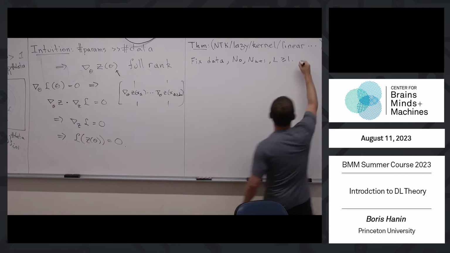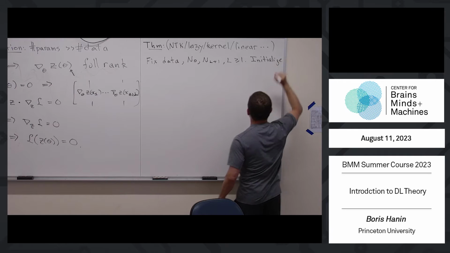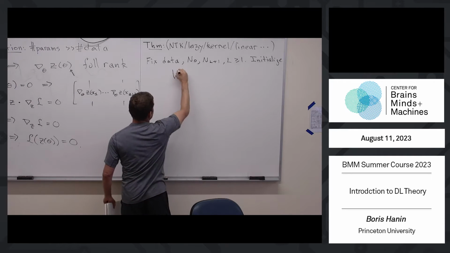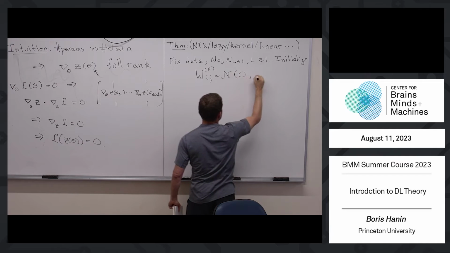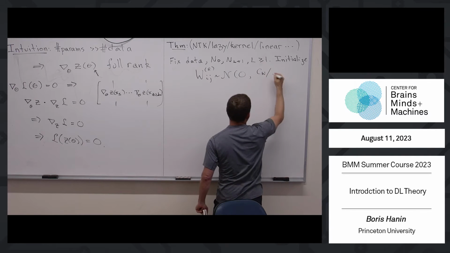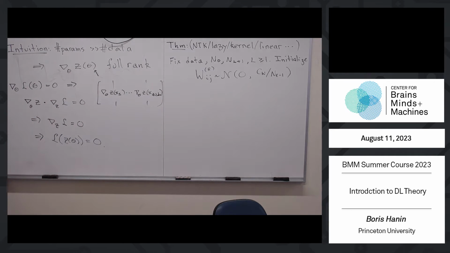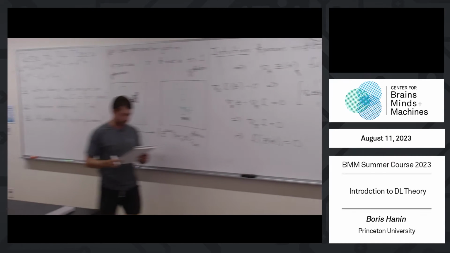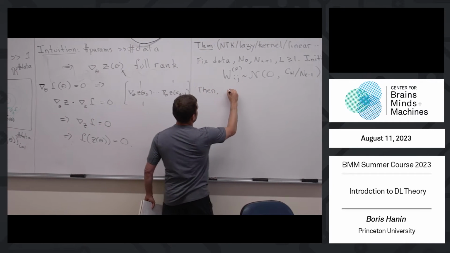Then if I'm going to talk about training, I'm going to initialize in a particular way. This is like the PyTorch default, if you want. I'm going to initialize my weights as independent Gaussians with mean 0 and some variance that scales like a constant over the width of the previous hidden layer. That's the way PyTorch typically initializes things. Very good.